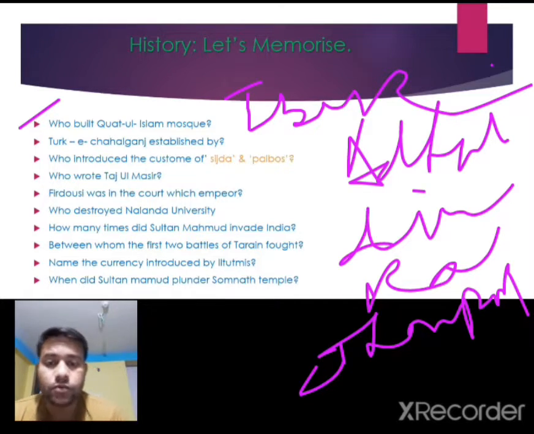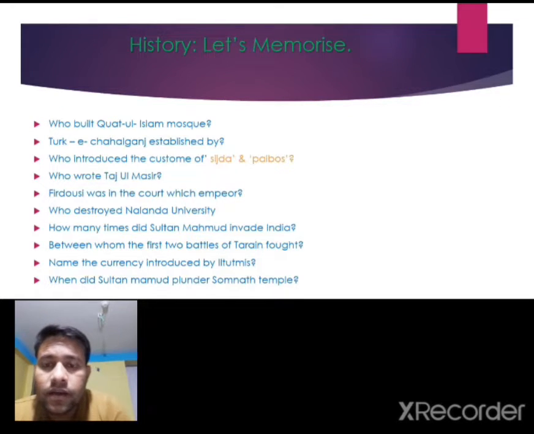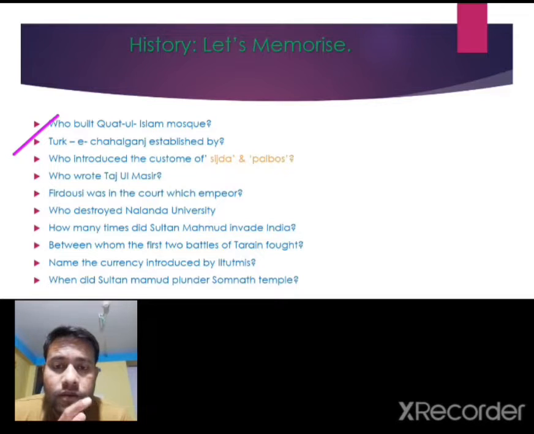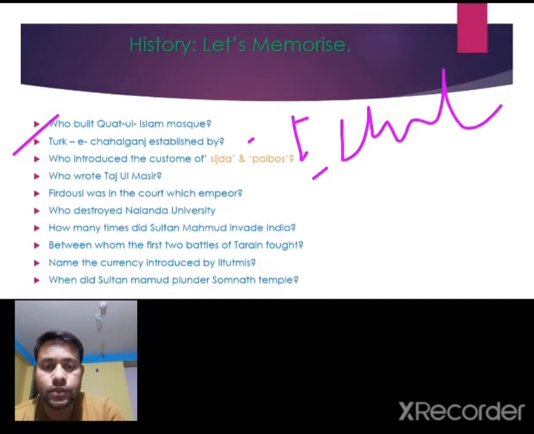So move on to the next question. What is the next question? The next question is: Turk e Chahalgani established by whom? Turk e Chahalgani, or Chalisha Chakra in Bengali. Who established this? This is established by none other than Iltutmish.